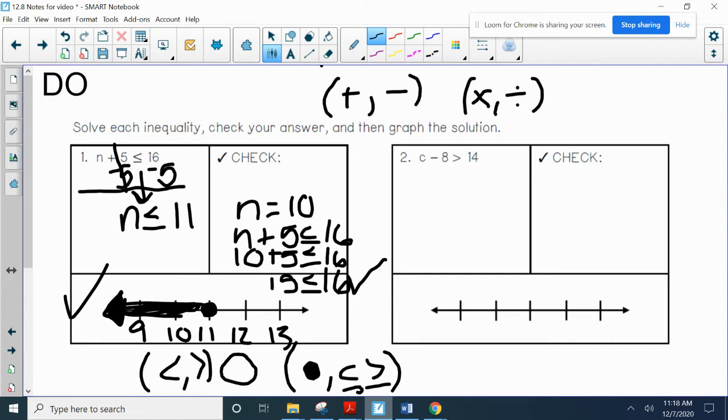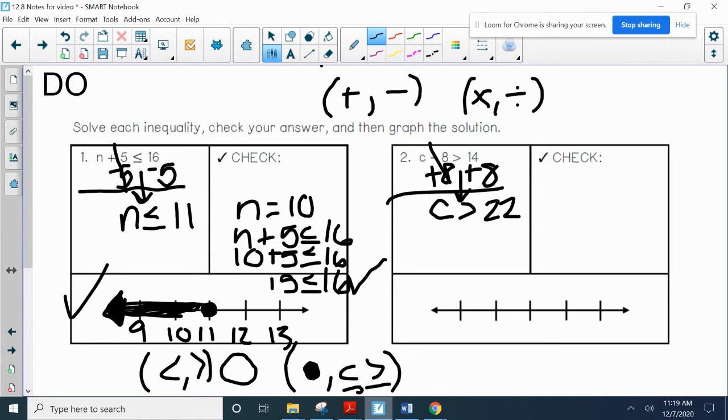All right, so let's go ahead, and we're going to look at number 2. We're going to go ahead and solve it again like we would a regular equation. So we know to get rid of subtraction, we're going to use addition. So minus 8, we're going to add 8. But what I do to one side, I have to do to both to keep them balanced. Minus 8 plus 8 is going to cancel. We know that. So we're going to have c, bring down our greater than sign. And 14 plus 8 is 22. So then we have c is greater than 22.